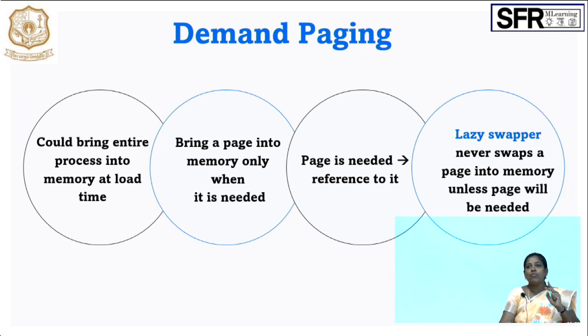And this swapping, moving the page from the main memory to the secondary memory and later on from the secondary memory into the primary memory, is carried out with the help of a lazy swapper. So swapping is an important job which is carried out during demand paging. Hope it's clear.